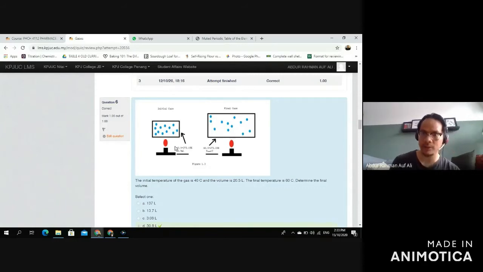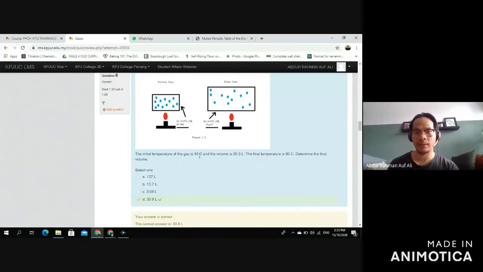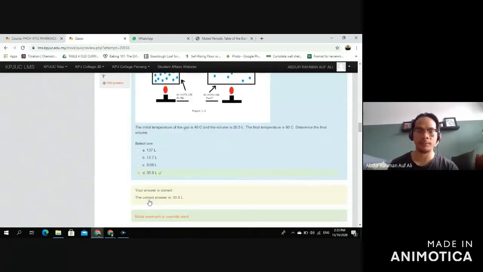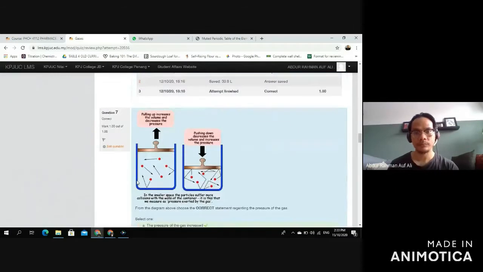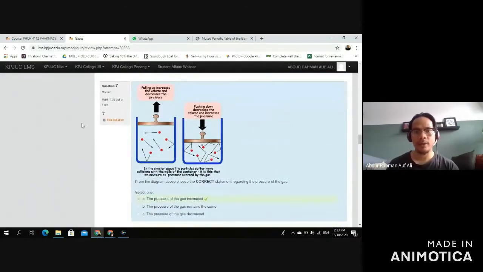So yang constant kat sini adalah pressure. So this obey Charles's law. So masuklah pressure. PV equals to nRT, pressure bawa to the right hand side, VNT to the left hand side. So V1 over T1 equals to V2 over T2. So if you include all the details dalam the formula, jawapannya adalah 30.8 liter. Question 7 also refer to this diagram.